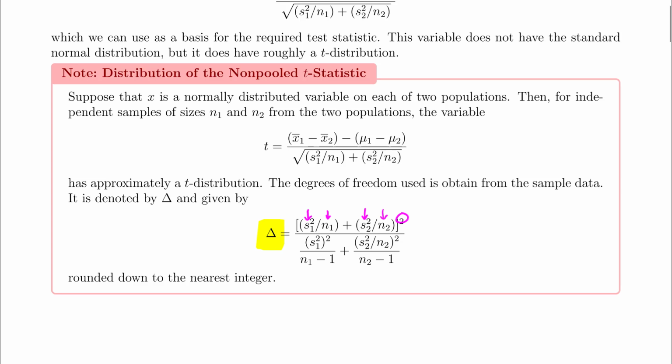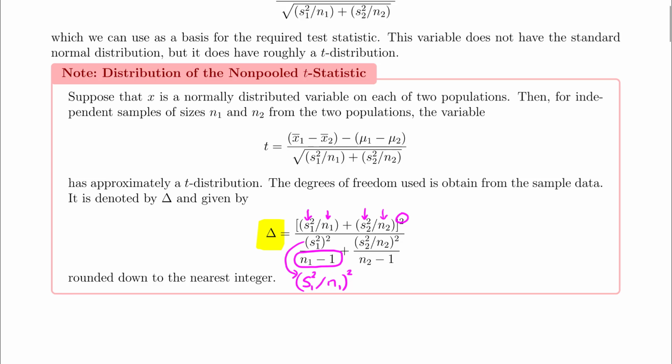Once you've done that, now you can move down to the denominator of this complex fraction. I notice an error on here that I will have corrected before these notes are posted. This term right here should be s sub 1 squared divided by n sub 1, quantity squared. So again, it's the sample 1 standard deviation squared divided by the size of sample 1. Square that quantity. Then you will divide that quantity by the size of sample 1 minus 1.